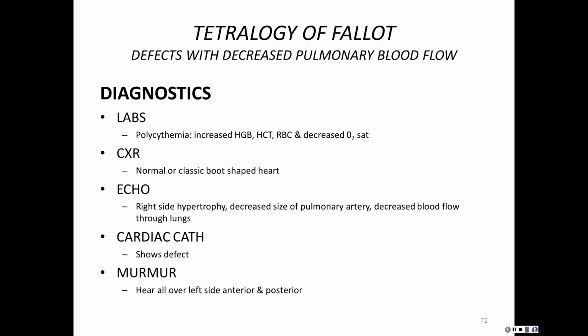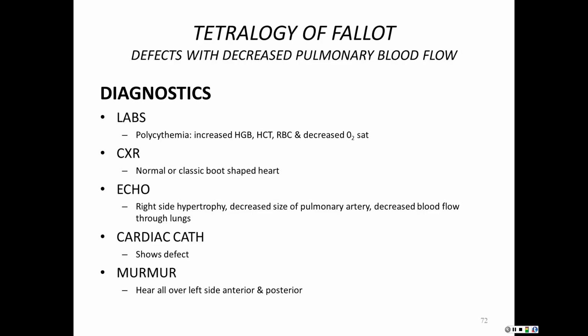So what do we do? How do we diagnose these children? Again, we notice the signs and symptoms when they're born, listening to those large murmurs, seeing the hypoxia, seeing the cyanosis, and then we begin to do more diagnostic labs. Of course, a blood count is going to show the polycythemia with increased hemoglobin, hematocrit, and RBCs, along with the decreased oxygen saturation. Chest X-ray may be normal, or they talk about what's called a classic boot-shaped heart.